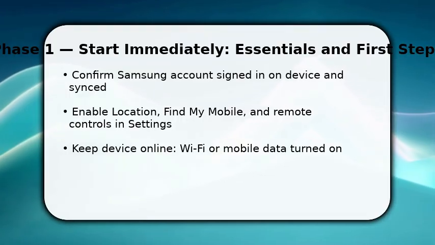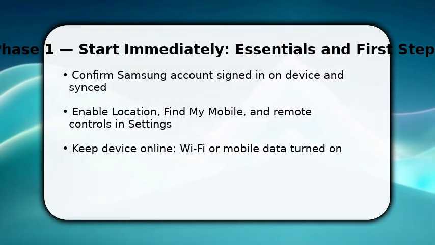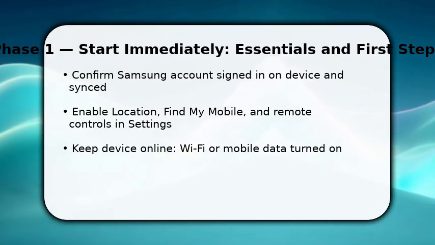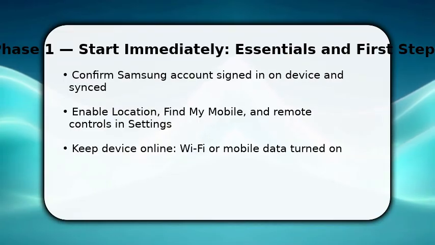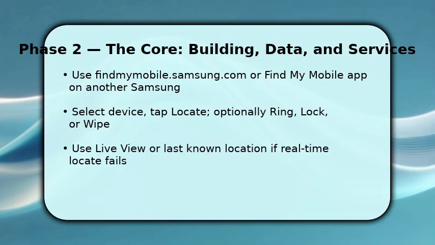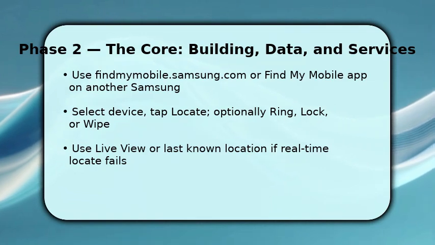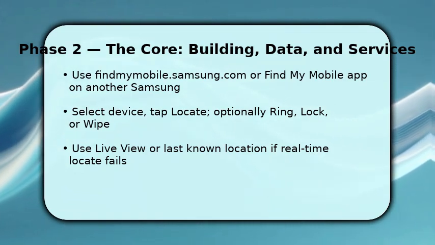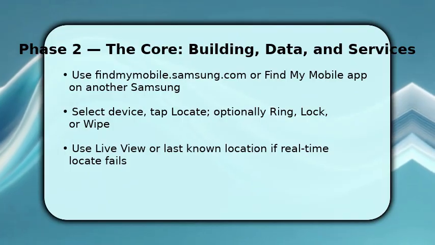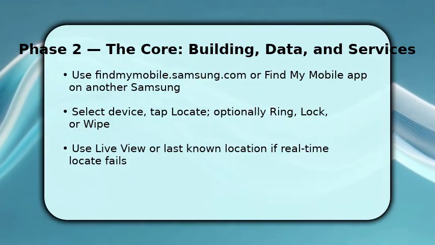Once done, note that the phone must be online, either Wi-Fi or mobile data, so the service can receive a locate request. Now move to the web or another Samsung device. On the Samsung Find My Mobile site or app, sign in with the same account and pick the target device. Tap Locate to get a map position and understand why live tracking is helpful for moving phones.